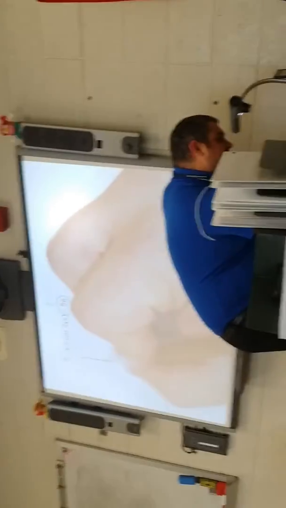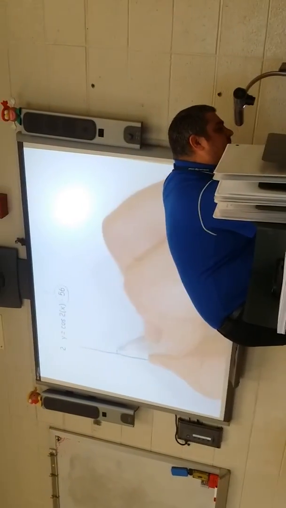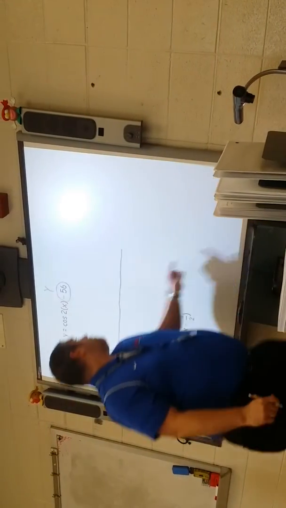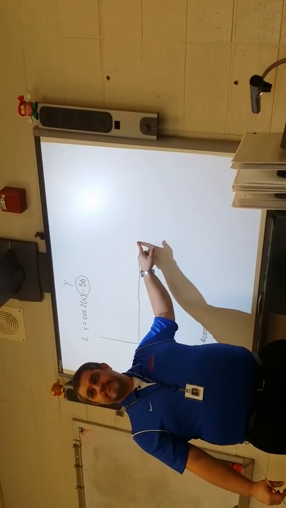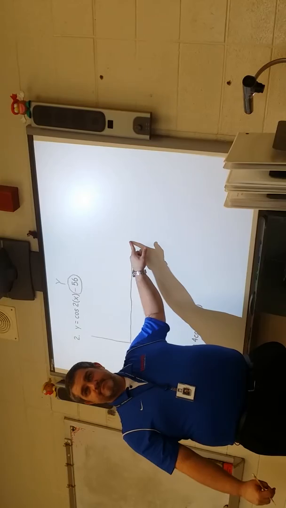From there, I'm going to draw my axes the same way I've drawn them every other problem. What number have I put on that line every single time? Pi over 2.